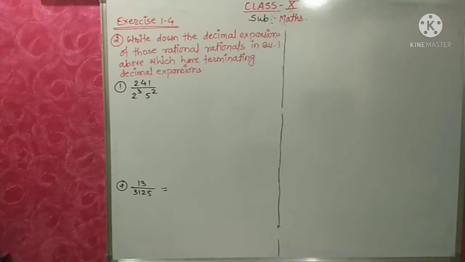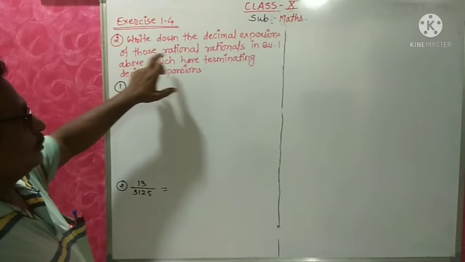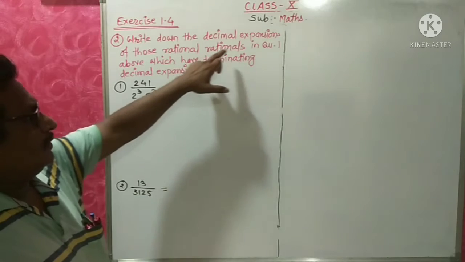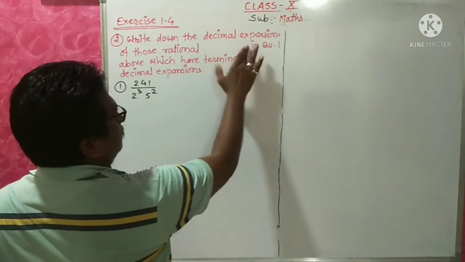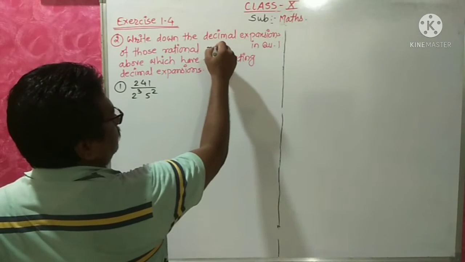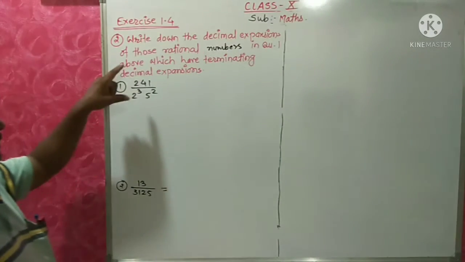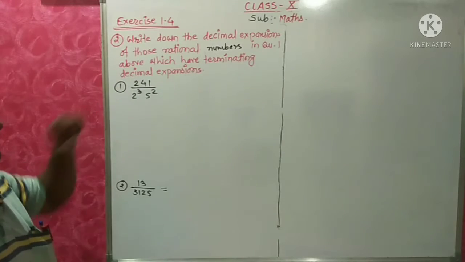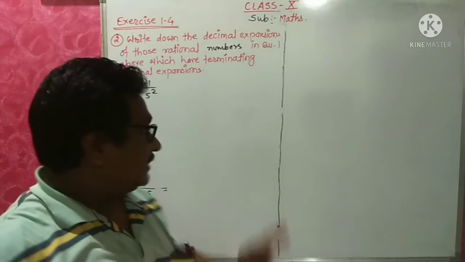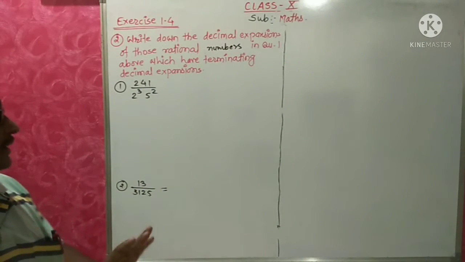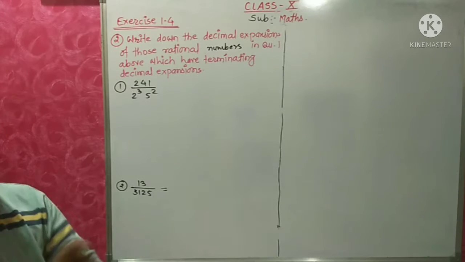Now see the second question. Write down the decimal expansions of those rational numbers in question 1. The numbers in the previous question above which have terminating decimals, those numbers we have to write in decimal expansion, only terminating, not non-terminating repeating.